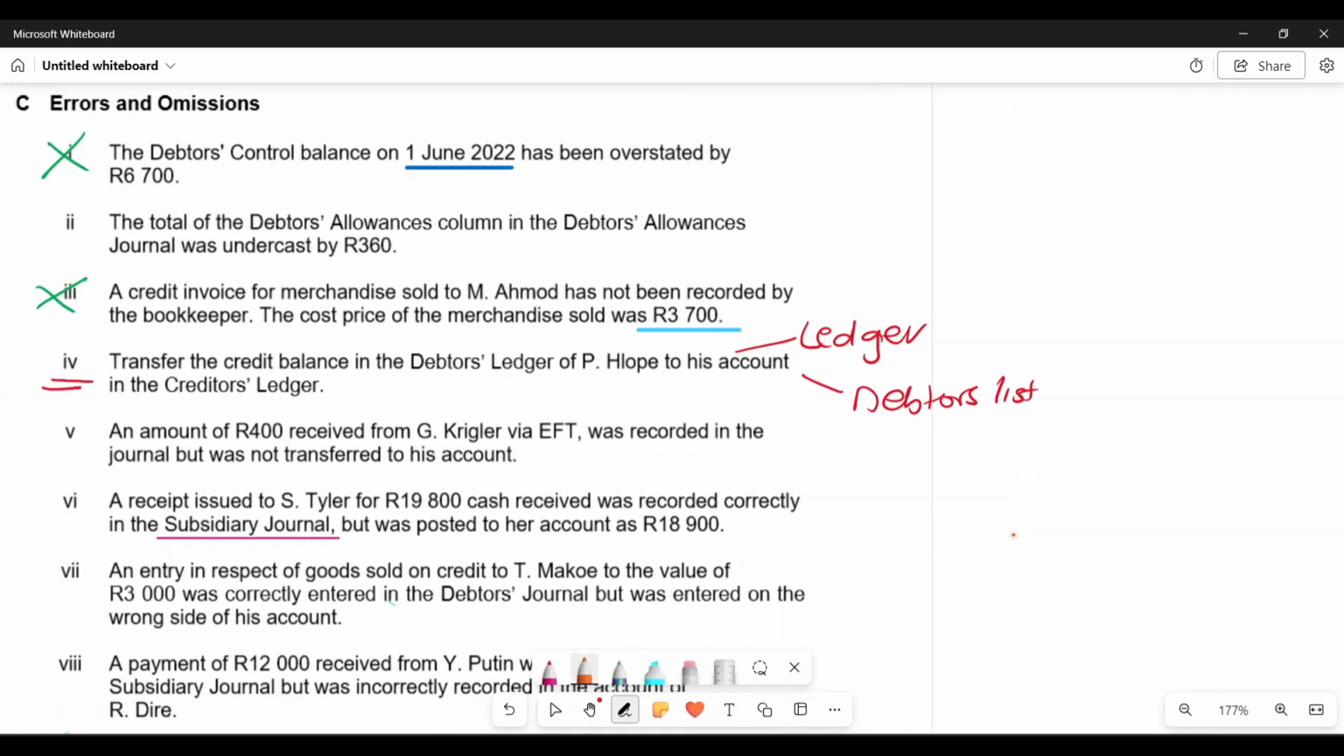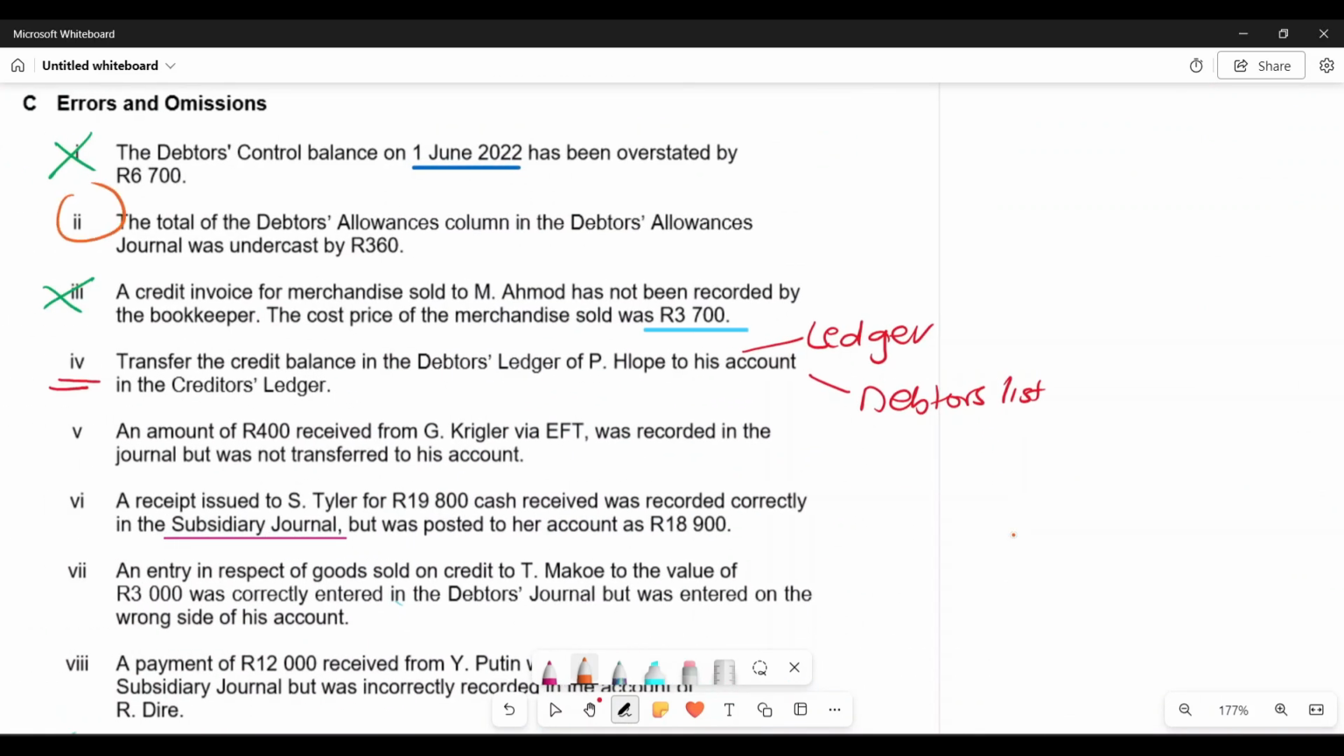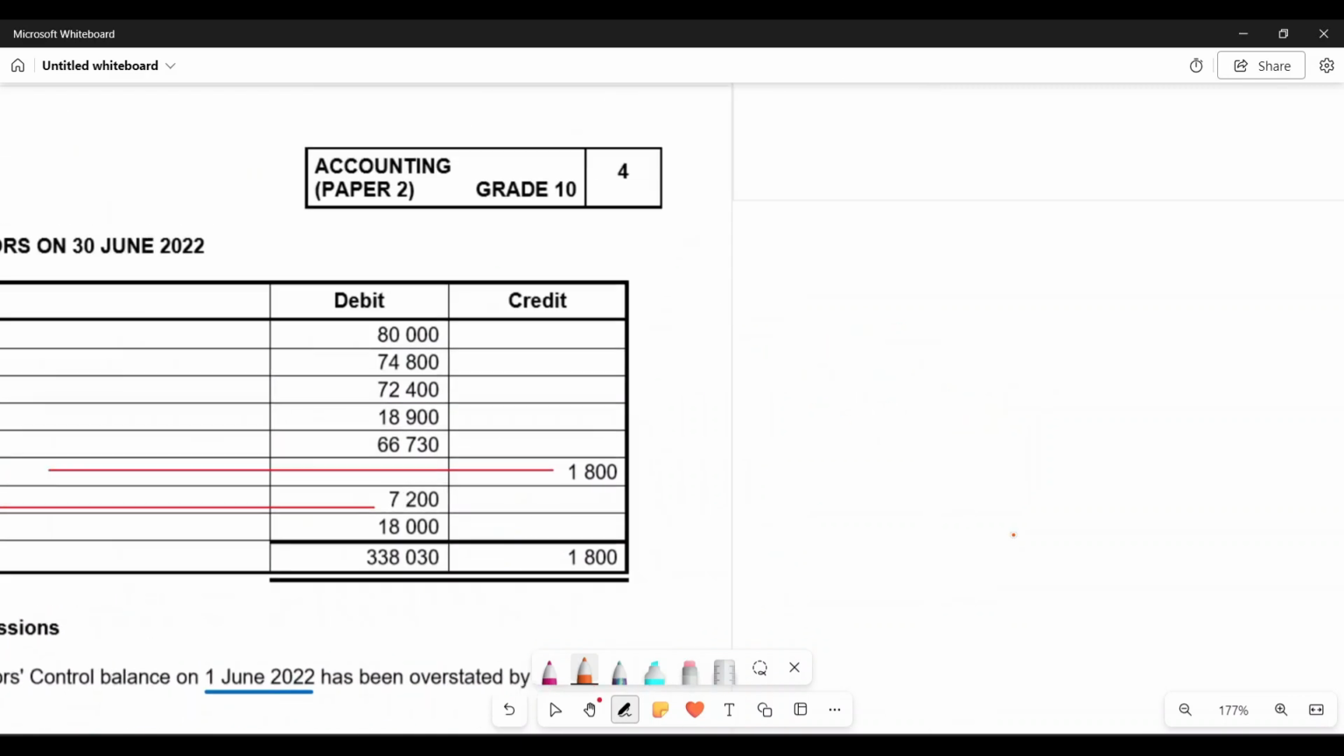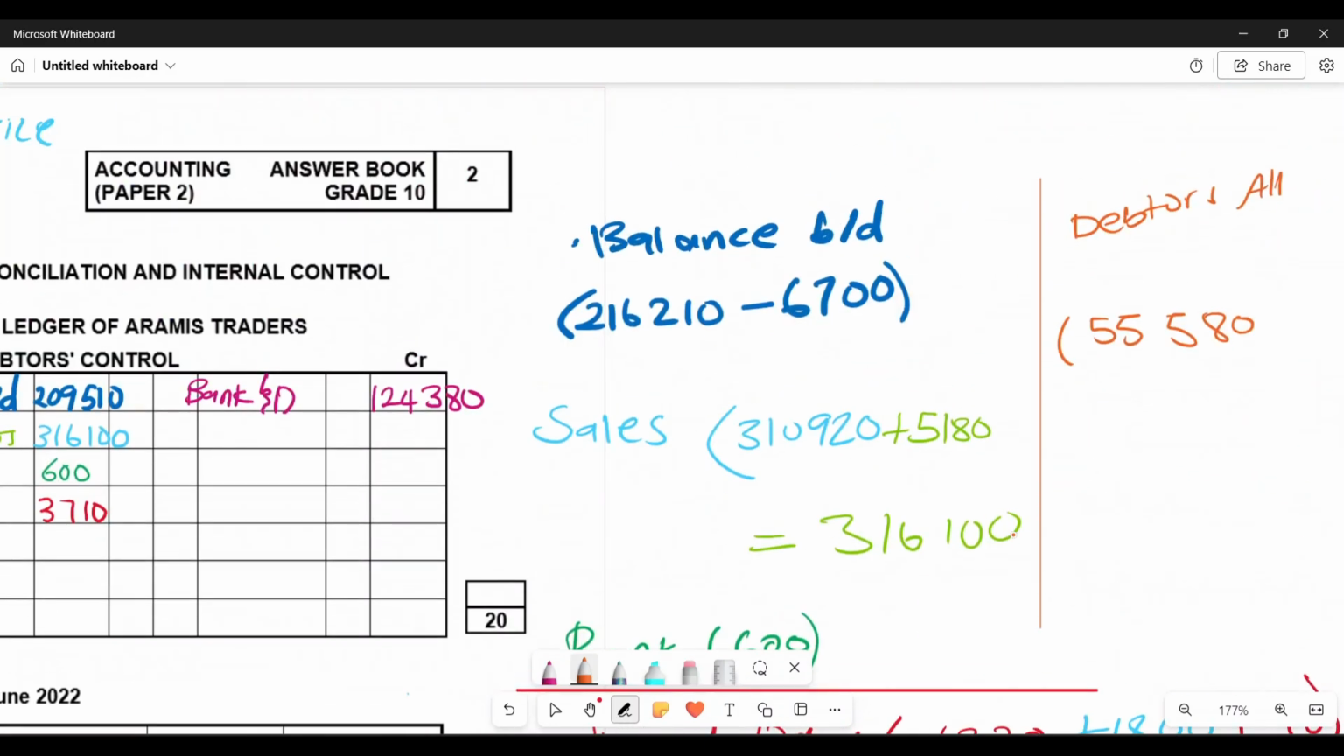So, transaction 2. Now, the total for the debtors allowances column was undercast by 360, right? It was undercast by 360, meaning that in order to adjust this balance, we would need to add the 360. So here, on my debtors allowances, I only need to add my 360. Now, if I do so, my adjusted debtors allowances balance would be equal to 55,940. So here, debtors allowances, 55,940.